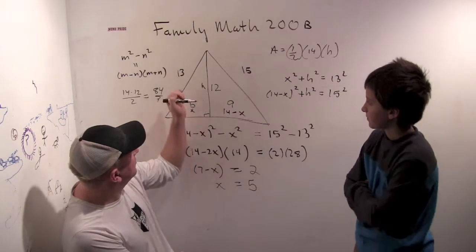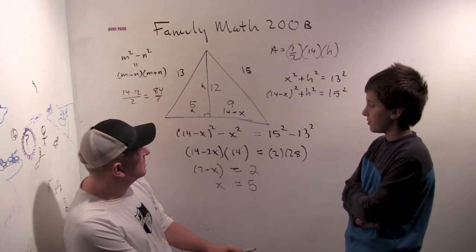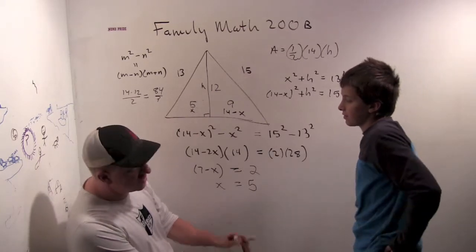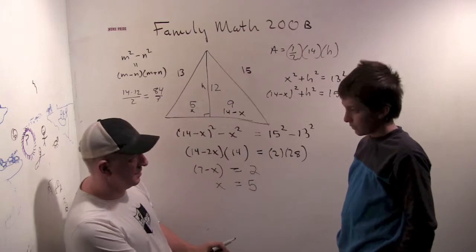So that's what's so cool about the 13, 14, 15 triangle. It breaks into 2 nice triangles. And I'm going to show you an open problem, an unsolved problem in math that relates to this. All right?